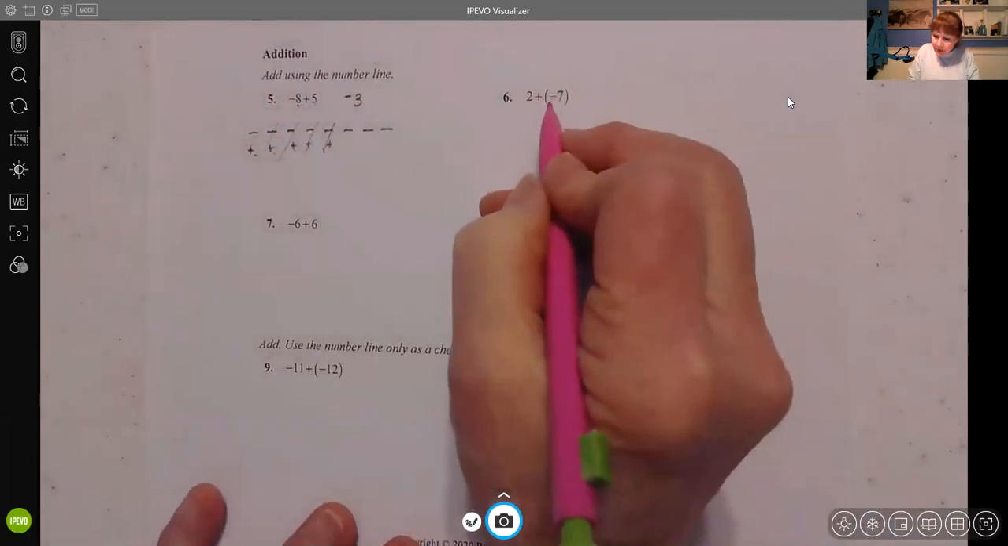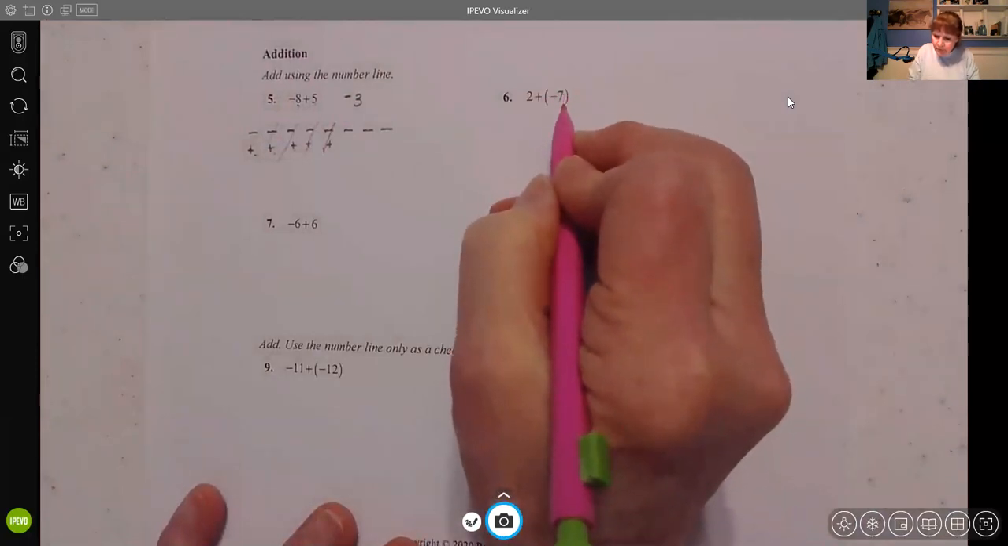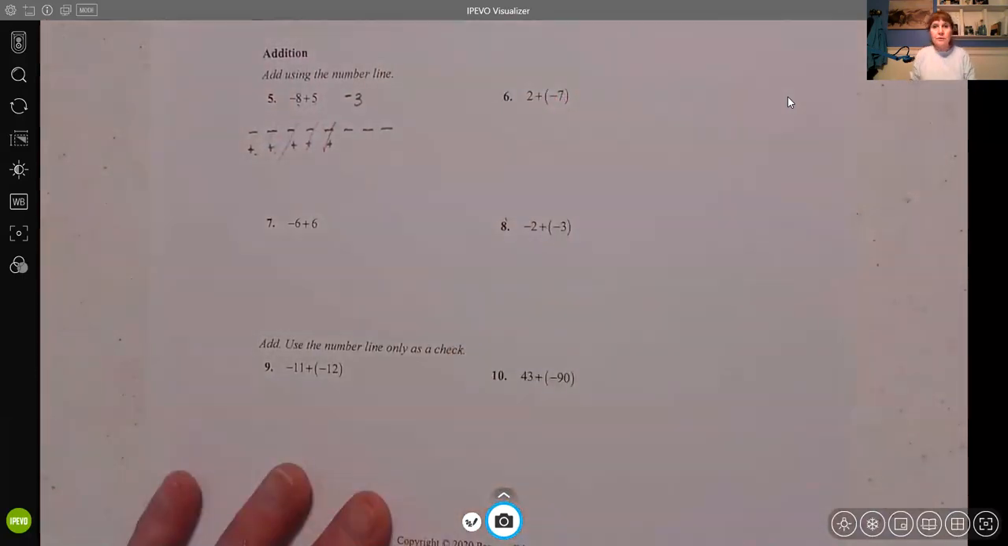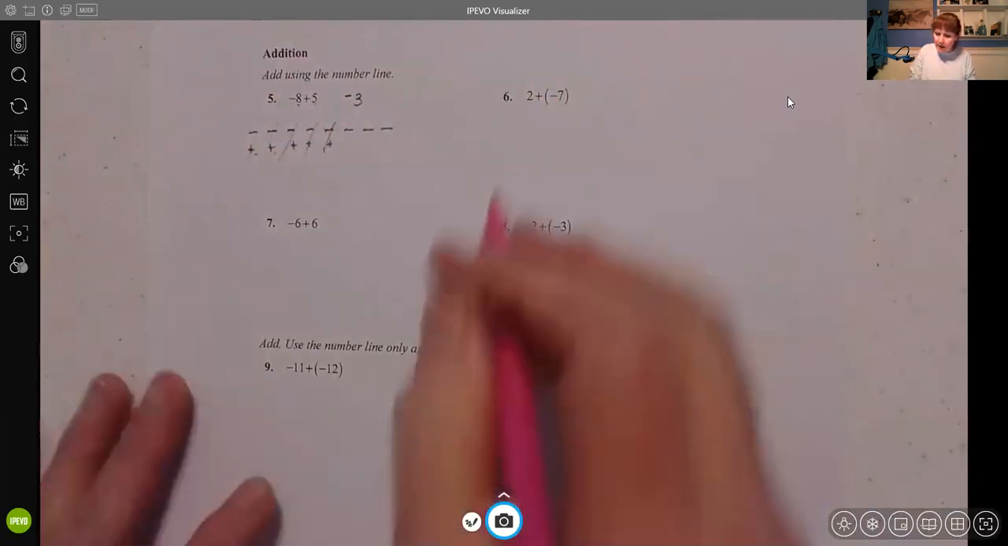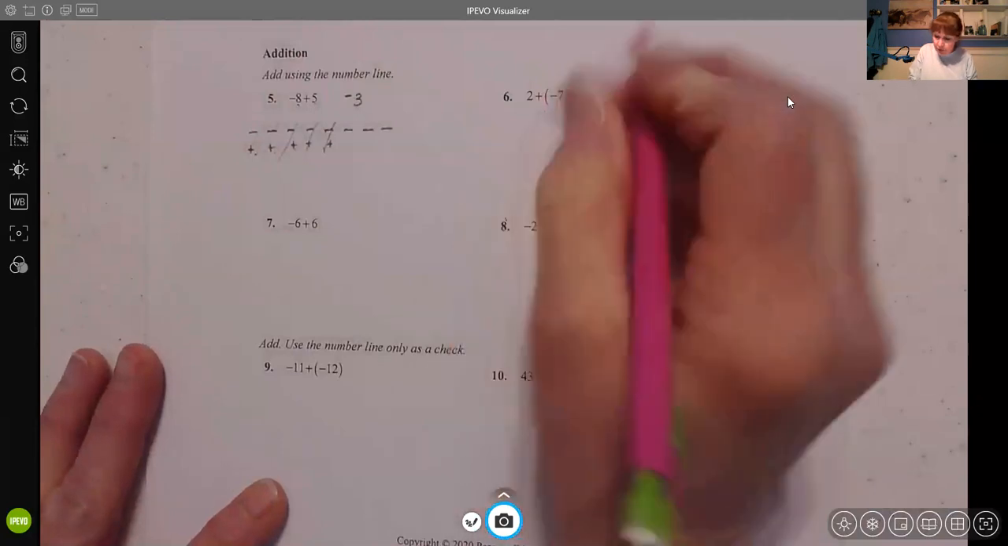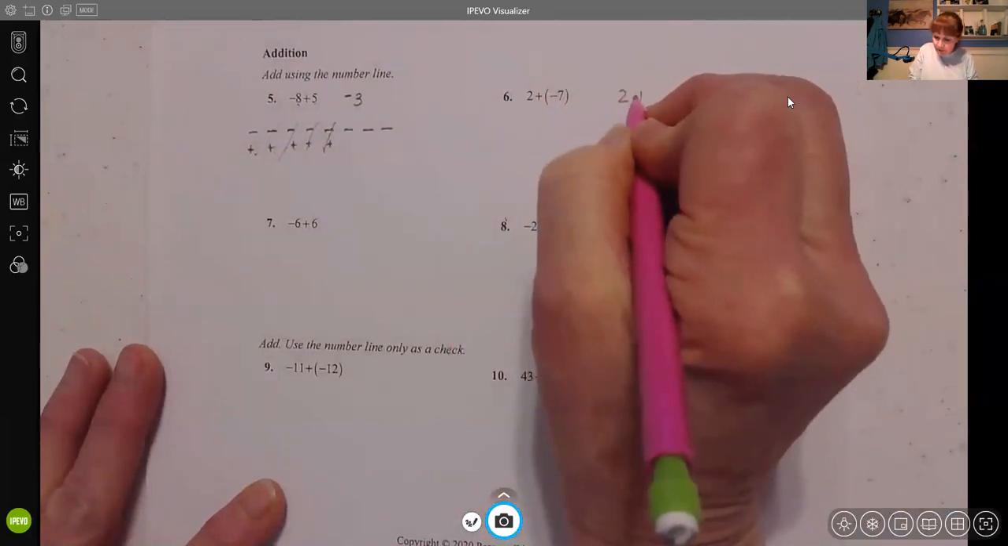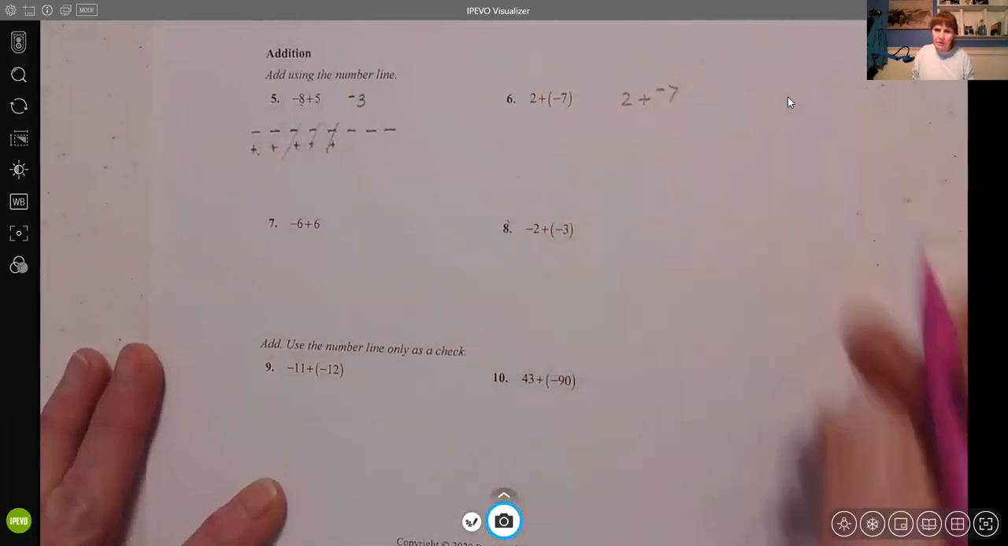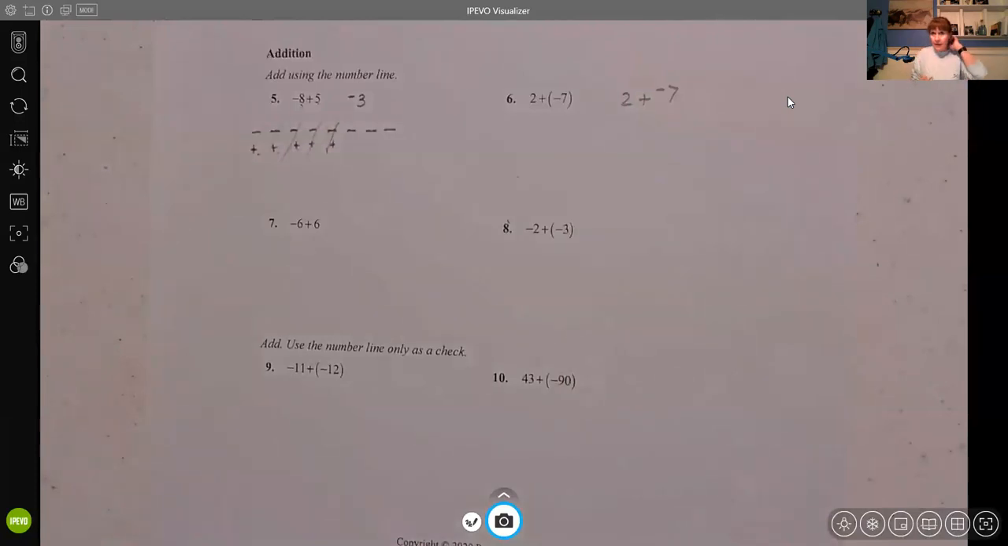Let's look here. Now, again, these parentheses, what they're doing is they're making it easier to look at. And a lot of times I don't put those parentheses in there. You don't have to have those. You could write it 2 plus a -7. It just makes it look better to separate it out. And that's all those parentheses are doing.